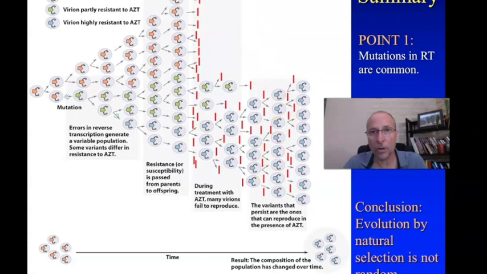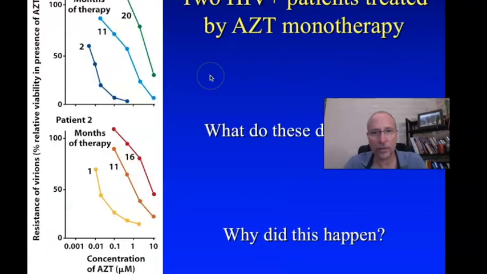All right, so now when you first treat, you wipe out most of the viruses. You can see that. But then when it comes back, it's fully and utterly resistant. And now we can give it as much drug as we want and it won't have any effect. That's evolution by natural selection. And that's why it is that we don't use AZT monotherapy to manage patients who have HIV.